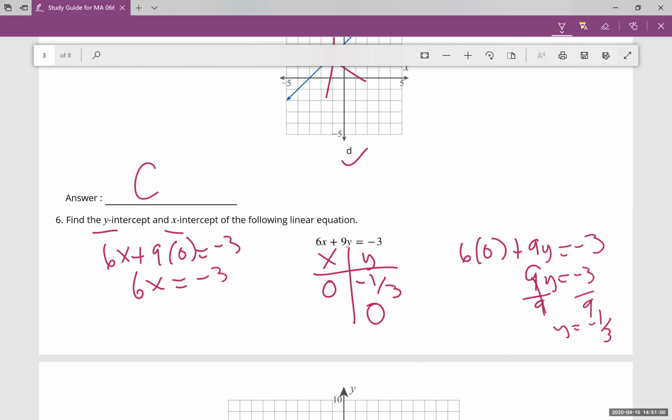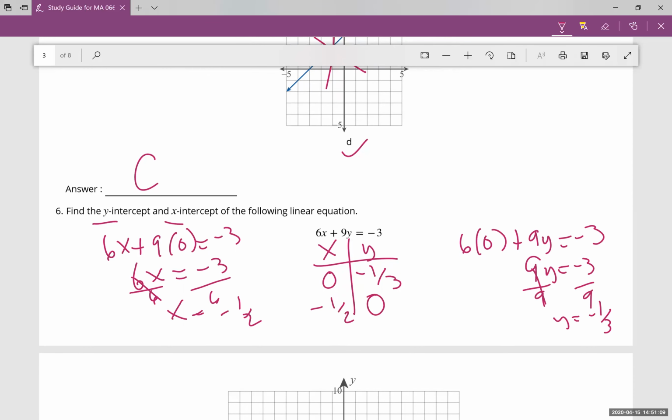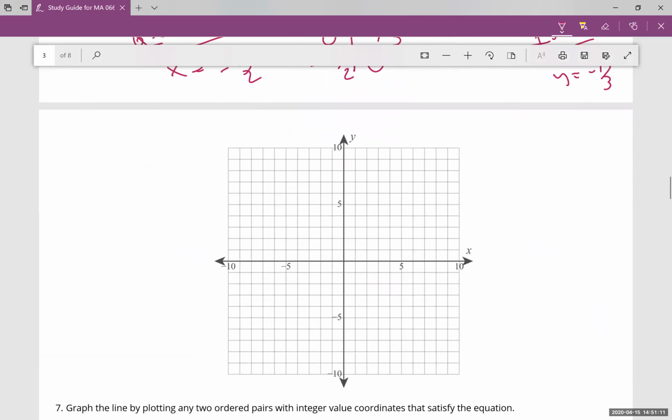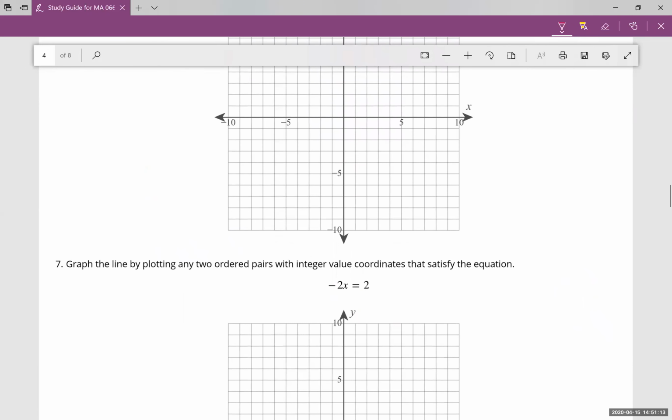6x equals negative 3. X equals, simplifying that, negative 1/2. Okay, so once again, you can put in those coordinates and Hawks will draw the line. Sometimes it makes you plot those points.